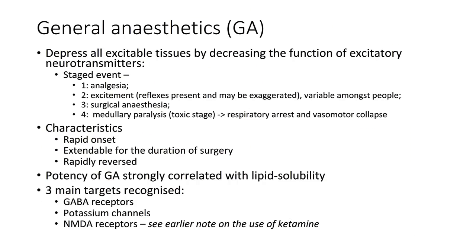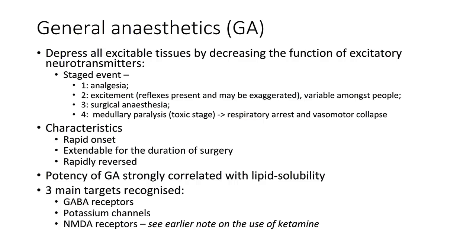And that brings us to our last slide in this slide set, which is a brief introduction to the general anaesthetics. There's three main targets for the general anaesthetics. We've already talked about GABA receptors, and we've talked about NMDA receptors with our previous note on ketamine. And the other site for these drugs are the potassium channels, again with that view to altering the capacity for sending an action potential through the nerve.